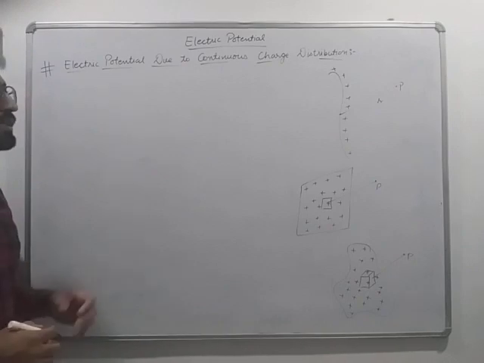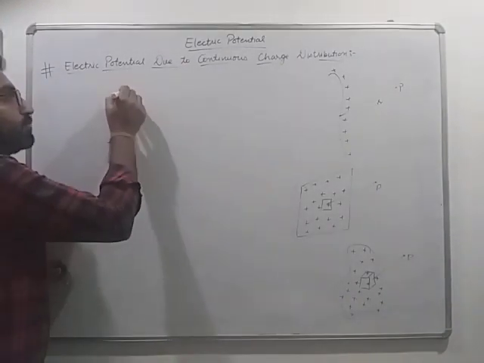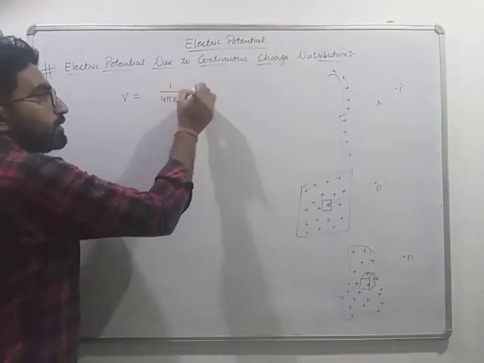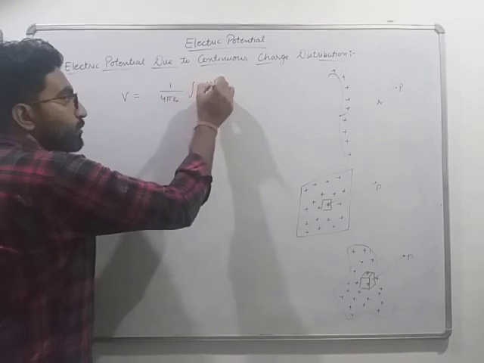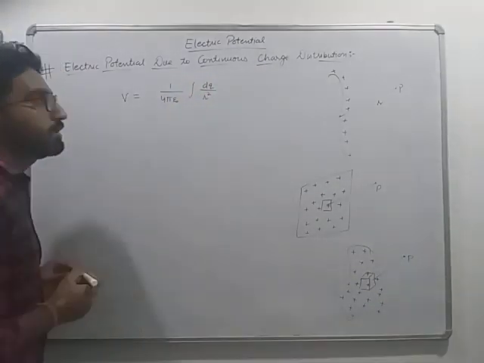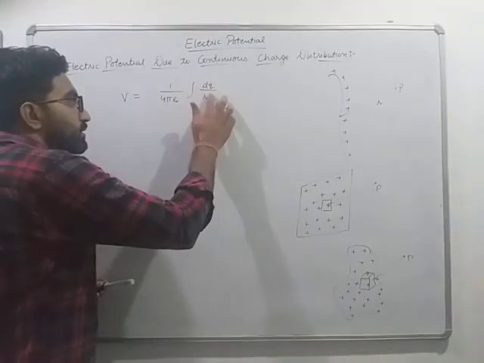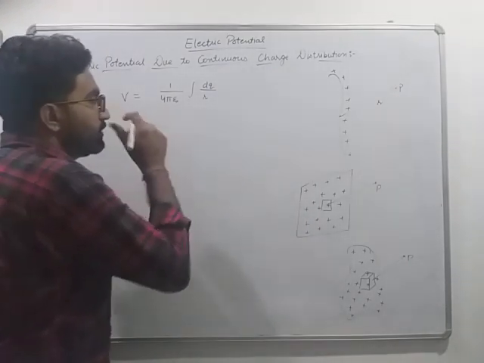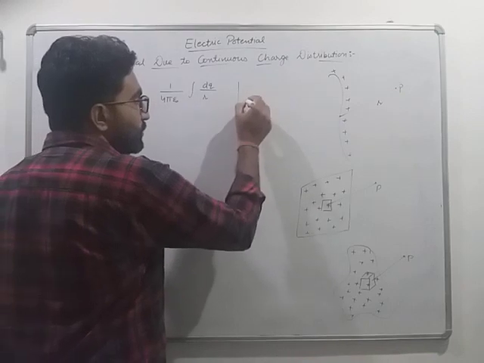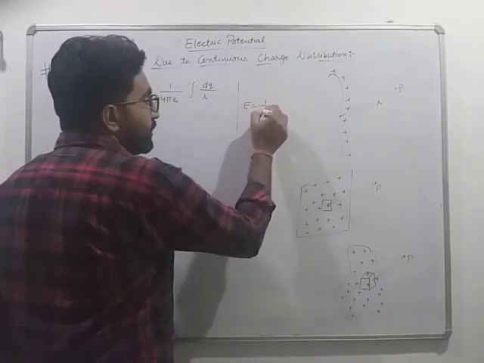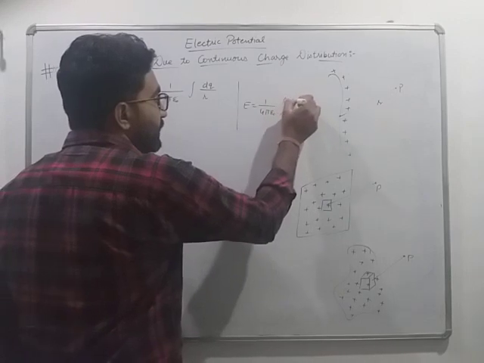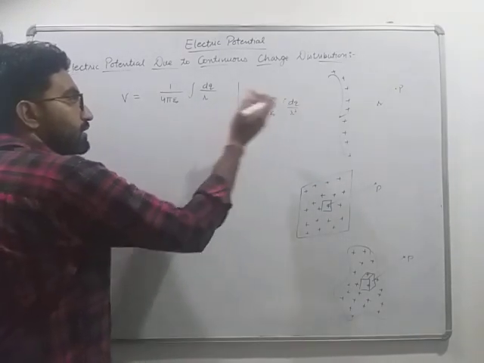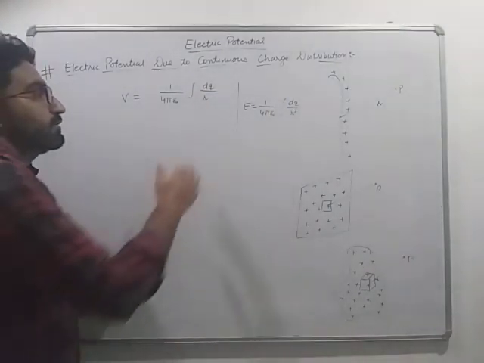For a continuous charge distribution, the electric potential at any point P can be represented by 1 by 4 pi epsilon naught integration dq divided by r. We can compare this result with the electric field due to a continuous charge distribution, which is 1 by 4 pi epsilon naught integration of dq divided by r square. But here it is the electric potential, so r takes the place of r square.